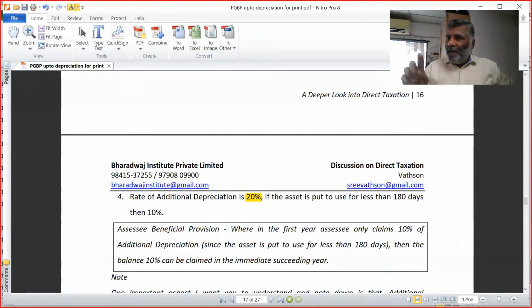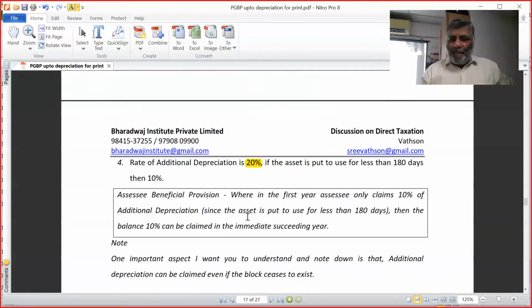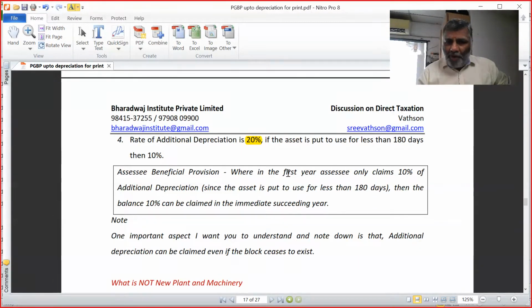So I am ensuring that the law is fulfilled and the intention of the finance minister is also fulfilled. It is now becoming a law, no more just case law. It is an assessee-beneficial provision, where in the first year the assessee claims 10% since the asset is put to use for less than 180 days, and the balance 10% can be claimed in the immediately succeeding year. So that 20% you will get, with 10% in the subsequent year.